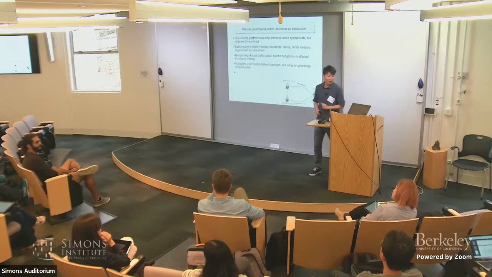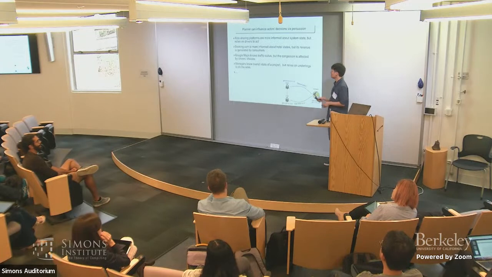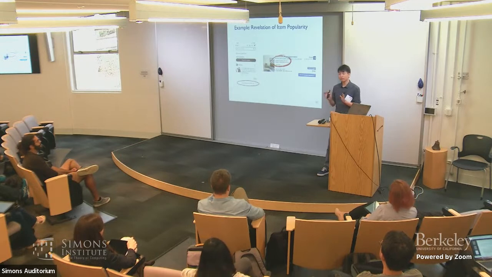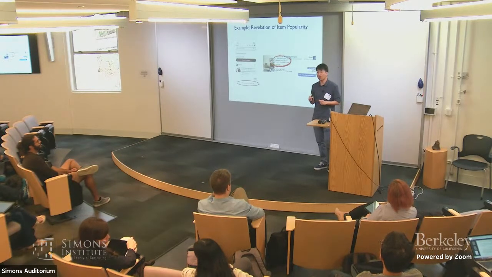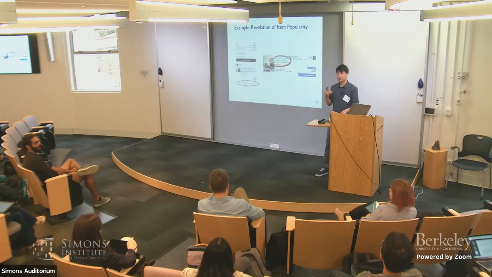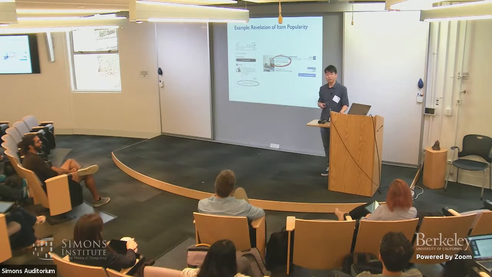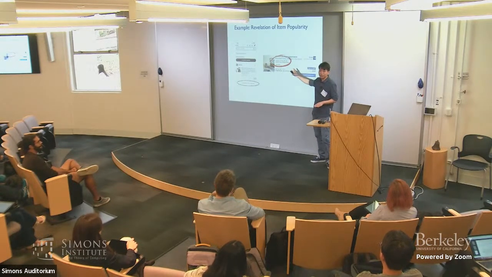Okay, so hopefully this convinces you that there are a lot of situations where the planner is going to be different from the actors. To give a concrete example of how the planner can use information to influence the actor's behavior, let me use this example of revealing the item popularity in order to influence a consumer's purchase behavior. By the way, this is a real problem. It's already happening in reality.